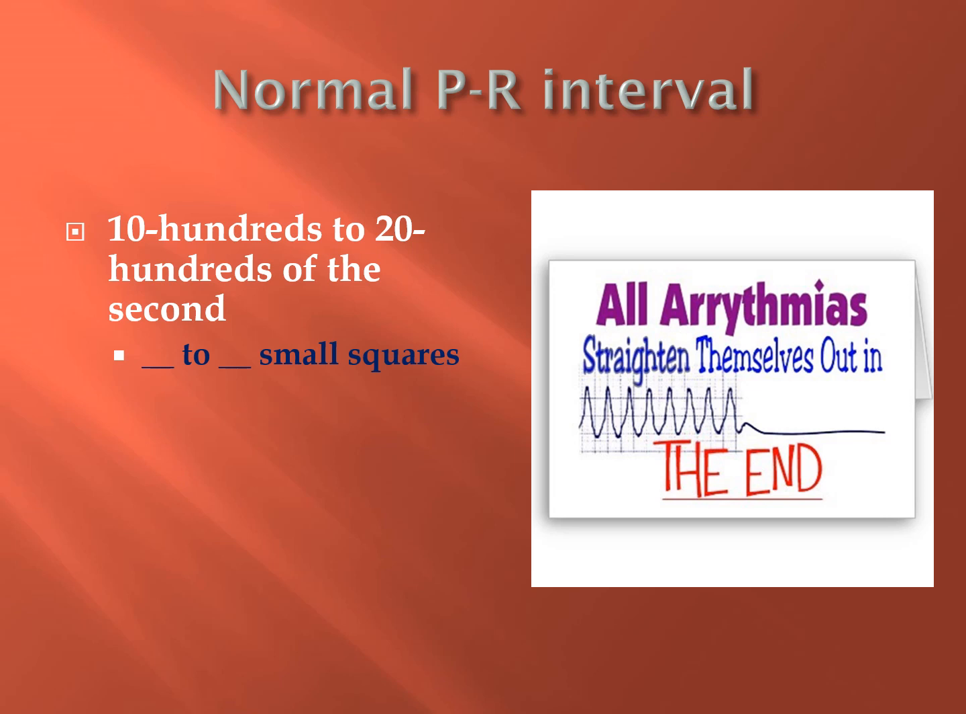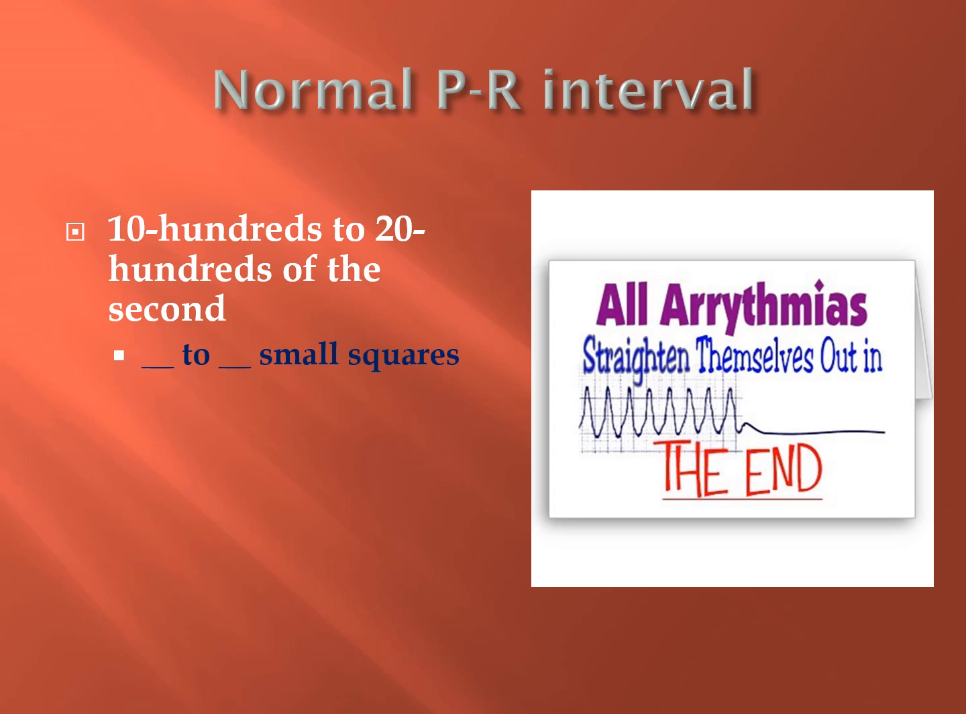We need to look at what a normal is. So 10 hundredths to 20 hundredths of a second is normal. This would be 3 to 5 small squares. So there should normally be 3 to 5 small squares for the PR interval. If you want to see what a normal is, we're looking at 3 to 5 small squares between the P and the R.